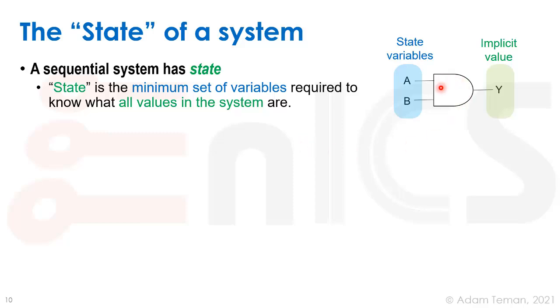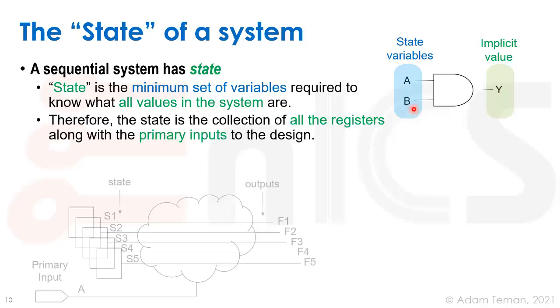So for example, if this is our circuit, we have an AND gate over here. The state of having the variables A and B is the state of the system, because we know A and B, we know what the functionality of the circuit is, so we know what Y is. It's an implicit value. We don't need to store Y in order to know what it is, but we do need to store A and B as the state of the system to know what Y is. That's basically what the state of a system is, okay?